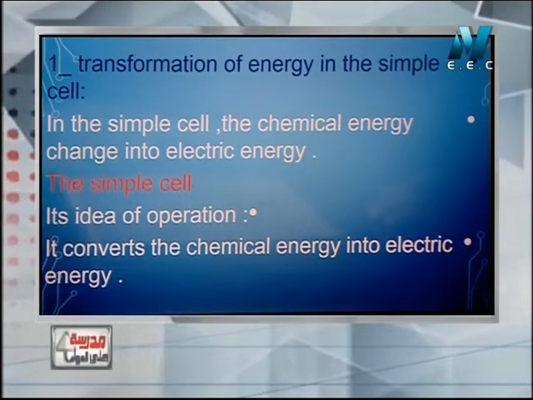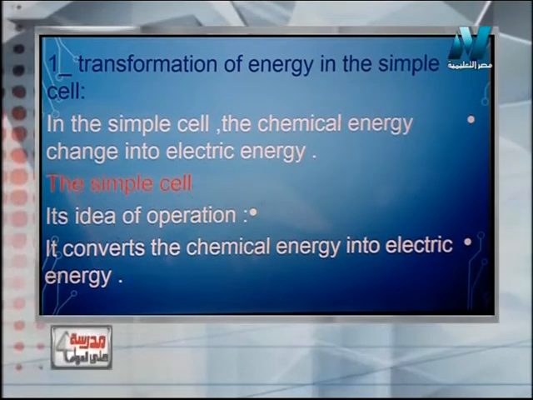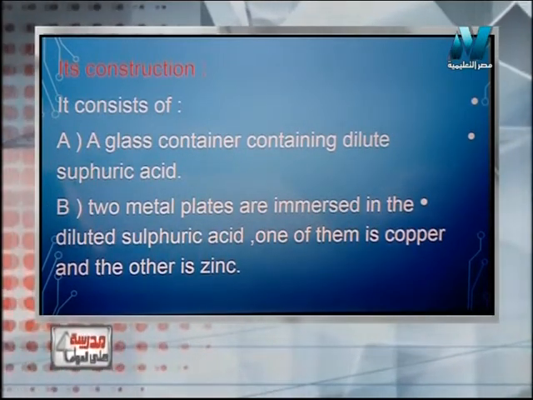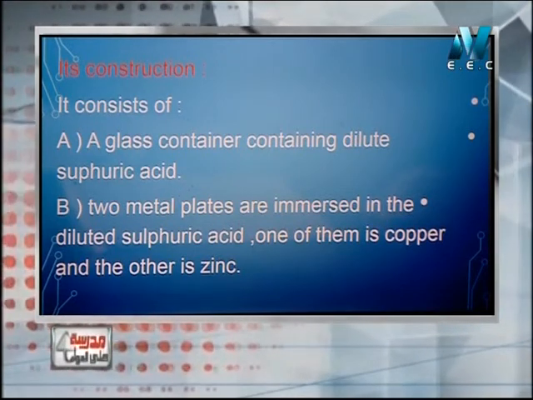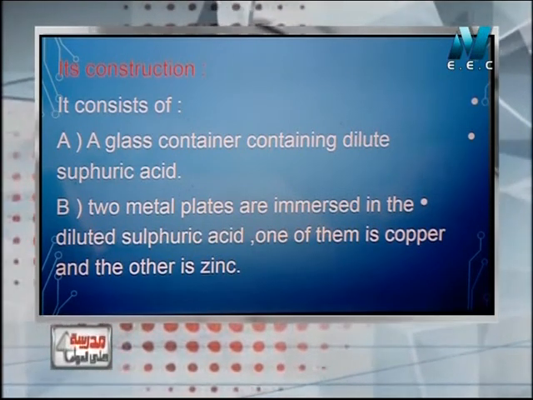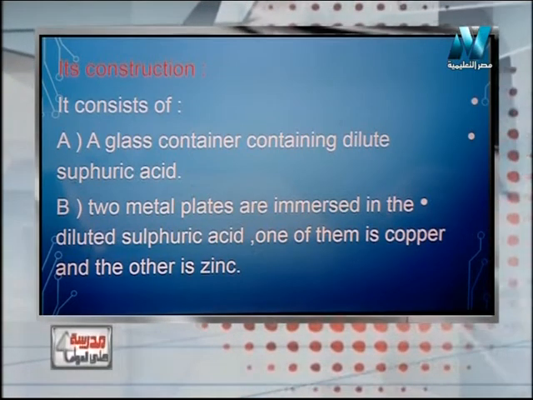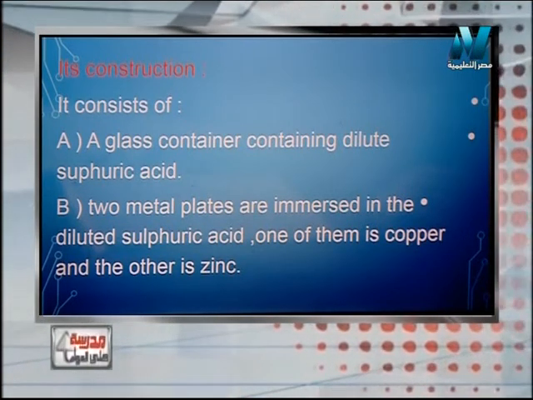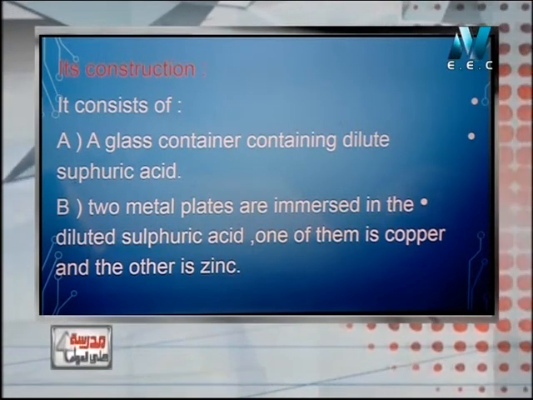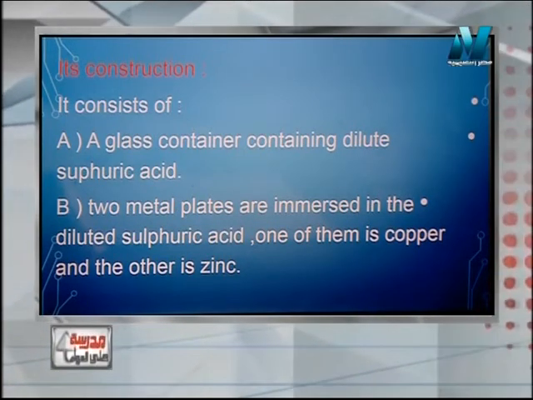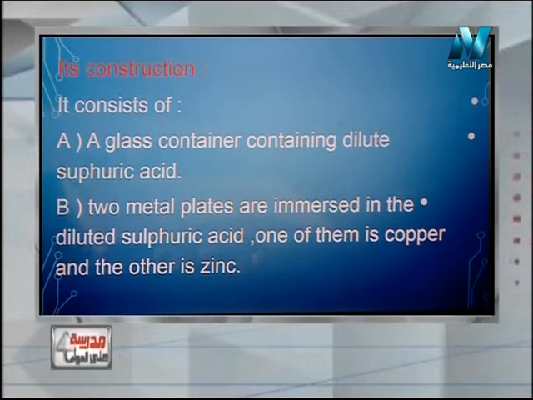The simple cell, its idea of operation: it converts what? The chemical energy into electric energy. Its construction: it consists of a glass container that contains dilute sulfuric acid, not concentrated, just dilute sulfuric acid. Number two, it has two metal plates immersed in the diluted sulfuric acid. One of them is copper and the other zinc, sometimes lead.